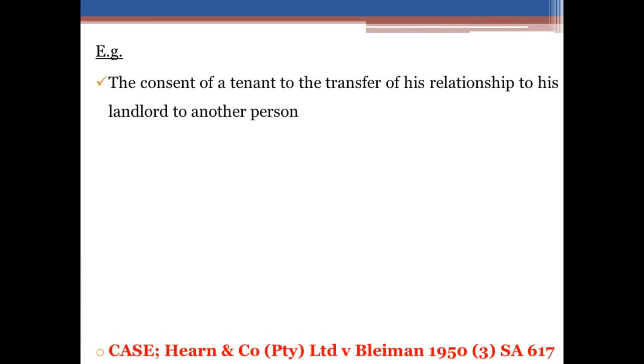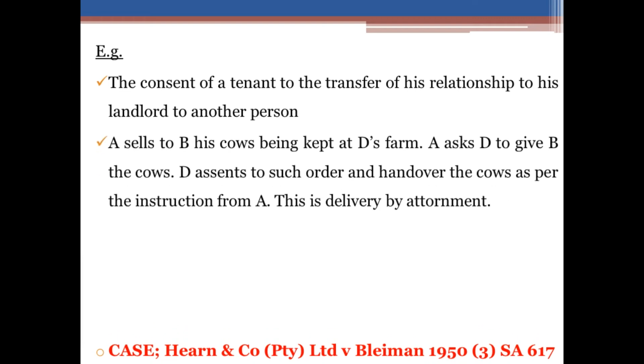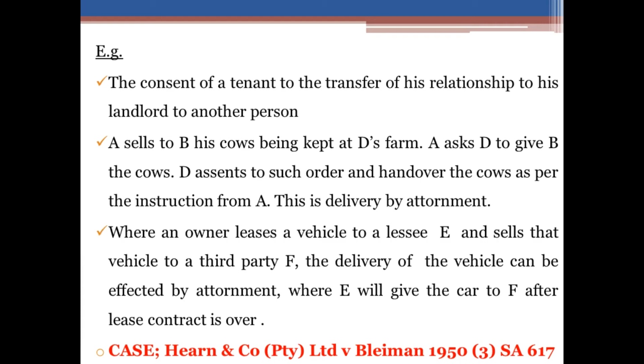For instance, when there is the consent of a tenant to the transfer of his relationship to his landlord to another person who has just bought that property, which is under lease, or where A sells to B his cows being kept at D's farm. A asks D to give B the cows. D assents to the order and hands over the cows as per the instruction from A. This is delivery by attornment.